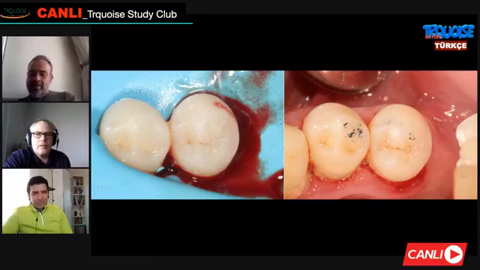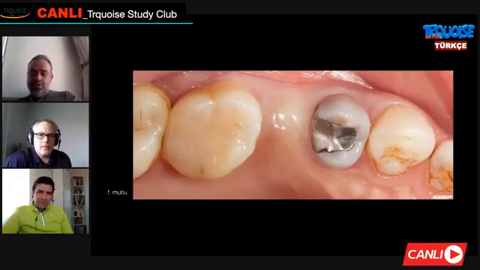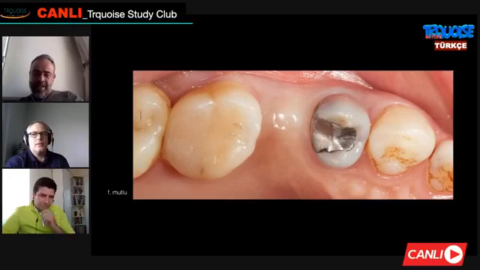Yes, we know the other ways, like using retraction cords. We have other options to stop this bleeding. And this is the final case that I will present.